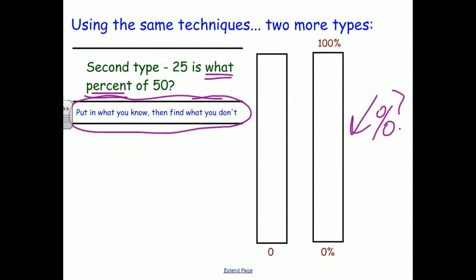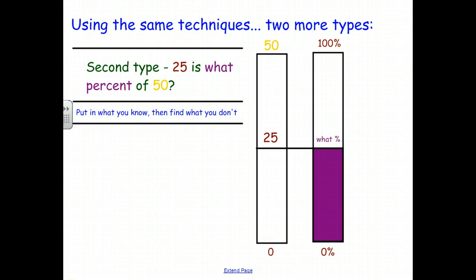Instead, we're going to take 25 is what percent of 50? Well, 50 is our overall number here because it's the number we're taking a percent of. And now we have to approximate between 0 and 50 where 25 would be on a number line, and it's going to be somewhere around here. So that sets us up here with a missing percentage.